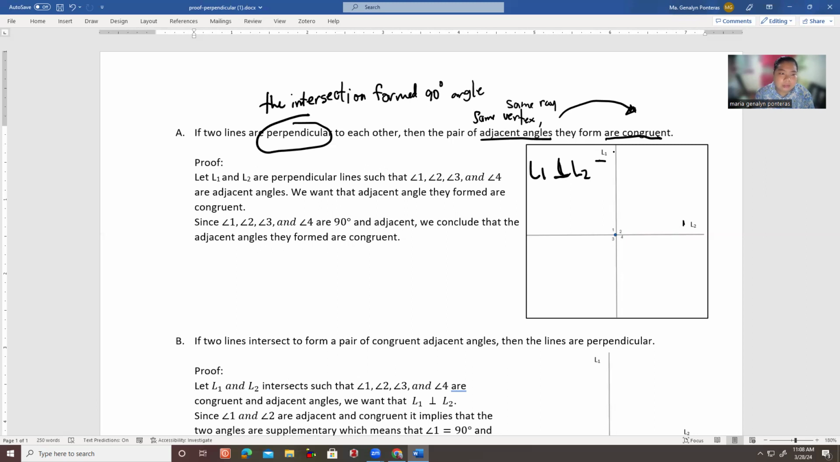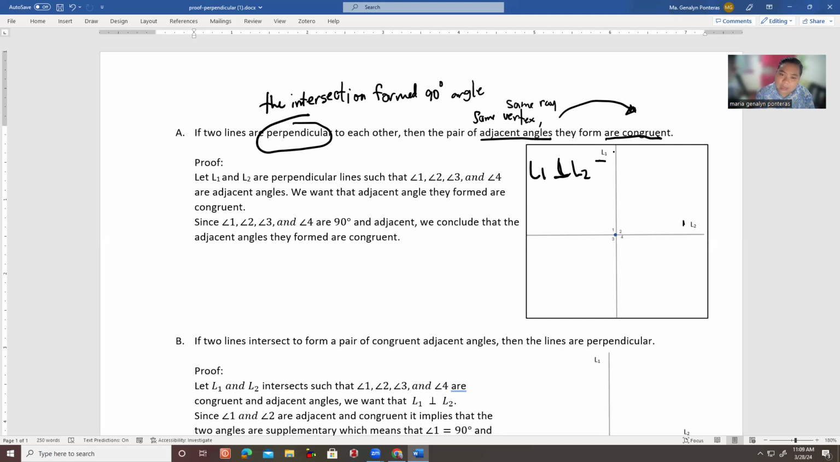According to the conditional statement here, they must be congruent. So whatever the measure of angle 1, that would be the measure of angle 2. The same with angle 3. Kasi marami siyang adjacent. Angle 1 is adjacent to 2, angle 1 is adjacent to 3. So they must have the same measure. Angle 3 is also adjacent to 3 and 4.